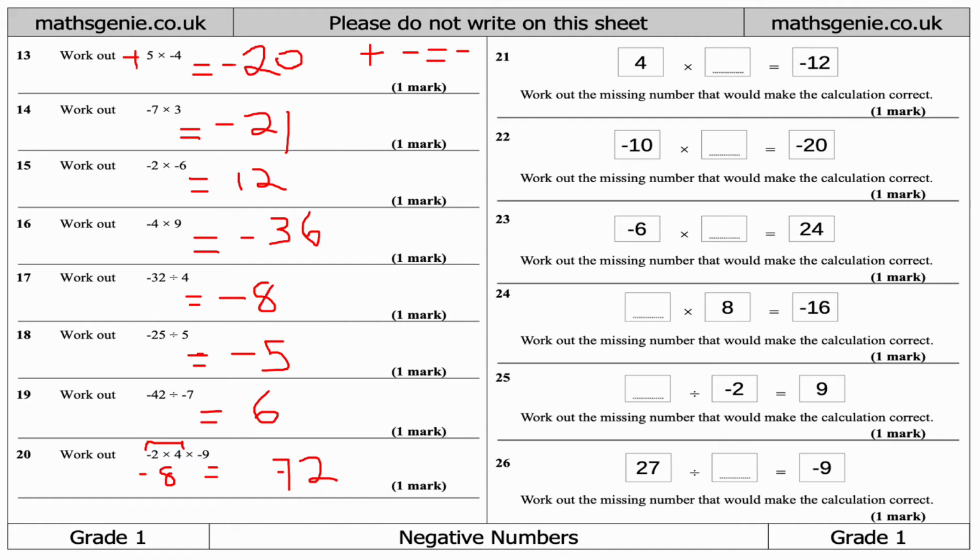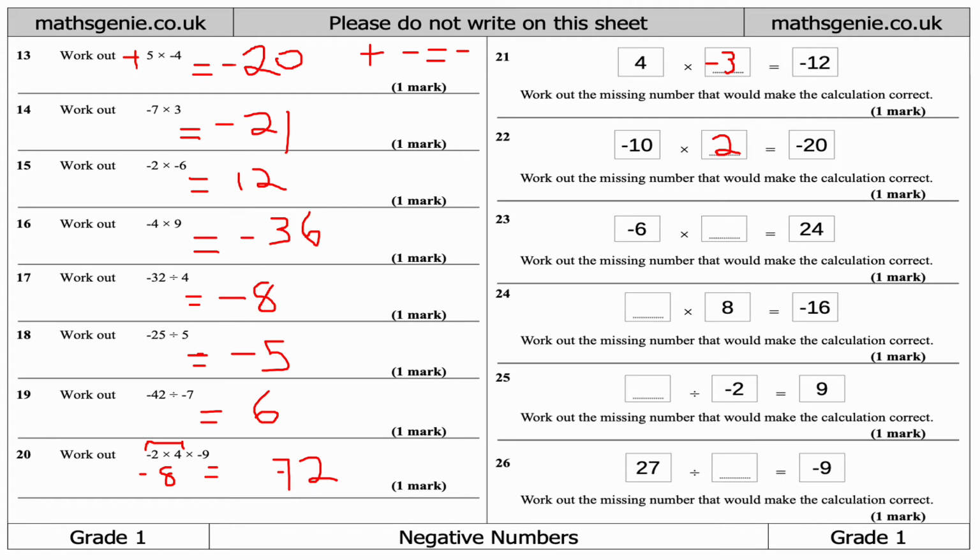Question number 21. Work out the missing number that would make this calculation correct. 4 times something is negative 12. Well, we know that 4 times 3 is 12. However, it's 4 times negative 3 because a positive times a negative makes a negative. Okay. Question number 22. Minus 10 times 2 is negative 20. A negative times a positive makes a negative.